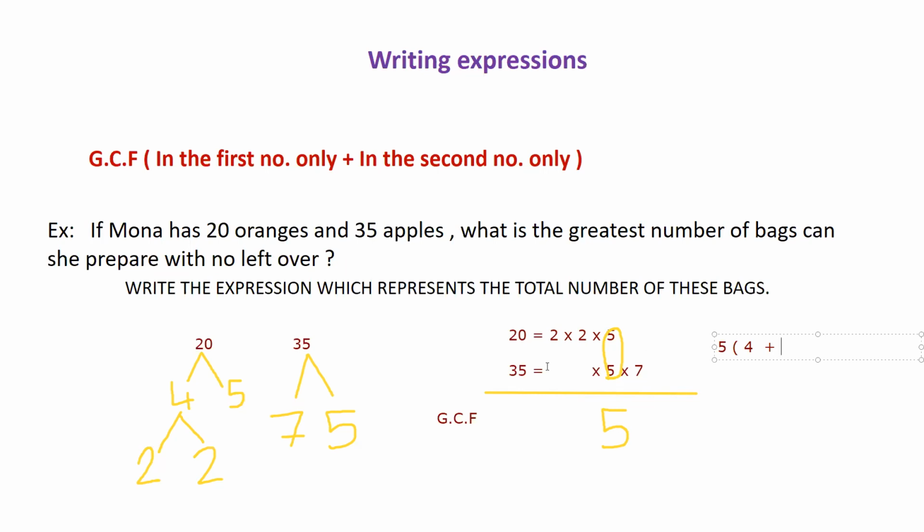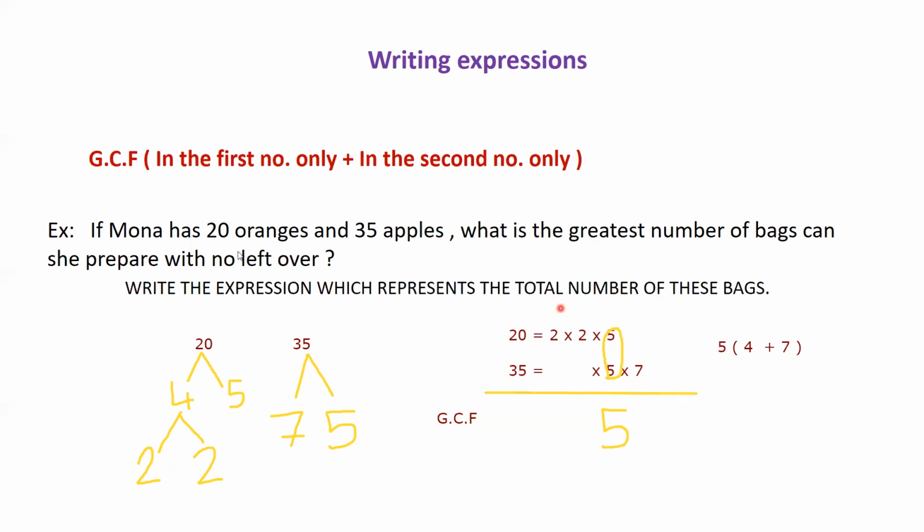Plus, the second number has factors, which are 5, but this 5 is common, so we are not going to take it. What exists only in 35? It's 7. So put it here. So this is the expression. And what is the meaning of this expression?